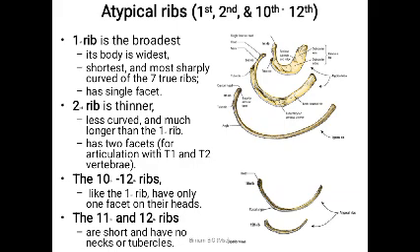Atypical ribs: first, second, and 10 to 12. The first rib is the broadest. Its body is the widest, shortest, and most sharply curved of the 7 true ribs. It has a single facet. The 2nd rib is thinner, less curved, and much longer than the 1st rib. The 2nd rib has 2 facets for articulation with the T1 and T2 vertebrae. The 10 to 12 ribs, like the 1st rib, have only 1 facet on their heads. The 11 and 12 ribs are short and have no necks or tubercles.